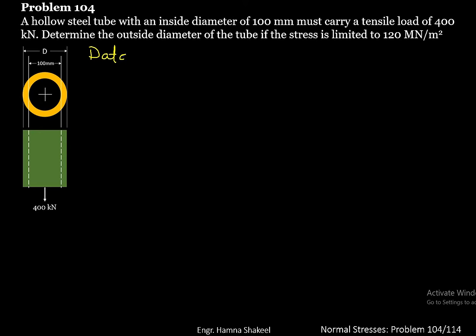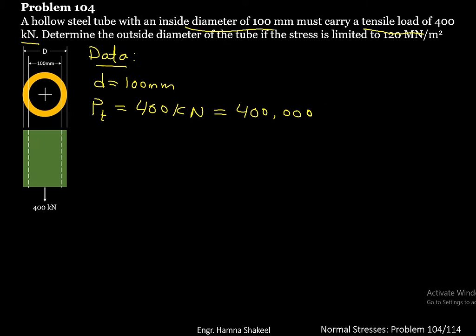Start by writing the data that we know about the problem. So we know that the inside diameter of the tube is 100 millimeter. So small d is 100 millimeter. Tensile load is 400 kilonewton. So let's denote it by PT, tensile load, 400 kilonewtons, which becomes 400,000 newtons.